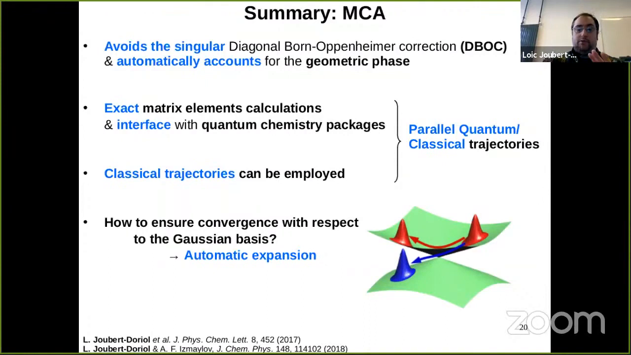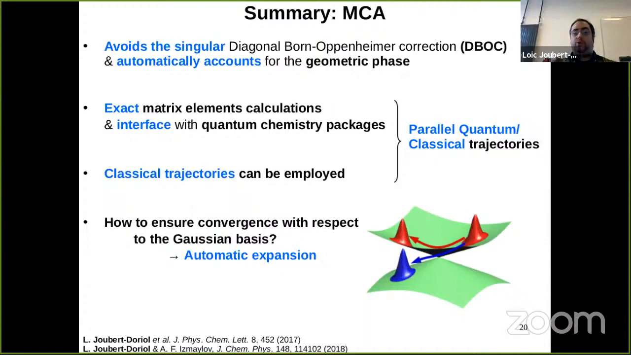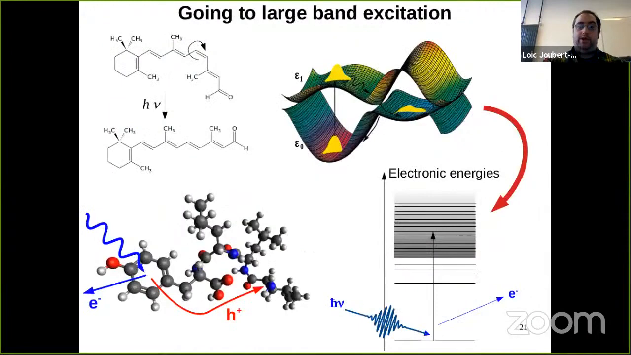Okay, so far I've been talking about low energy dynamics and how I could solve many of these representation problems for the electronic state using this MCA approach. And now I would like to show you how these ideas can also be useful for attochemistry. When we are interested in attochemistry, we have to give up on having only a few electronic states, and now we have to deal with a very dense manifold of electronic states.